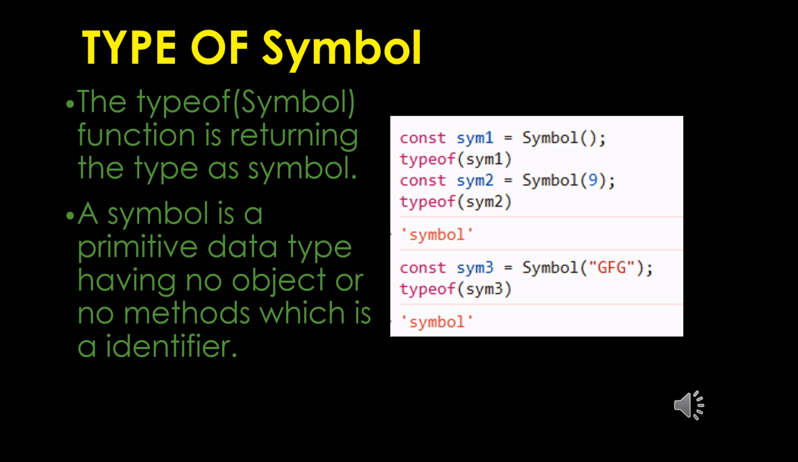Symbol. So the symbol is a primitive data type which has no objects or methods, which is an identifier which can hold any type of data in it. And when we test this particular typeof operator for the symbol, you can find the result as symbol only.